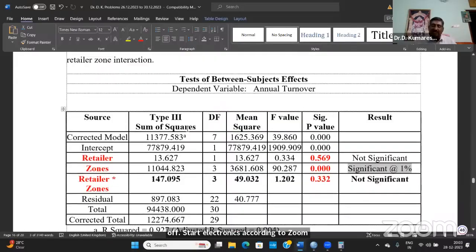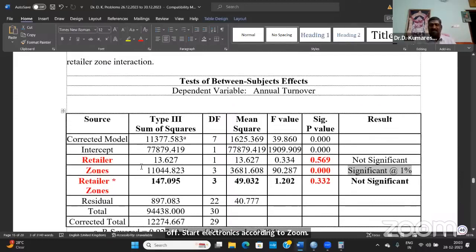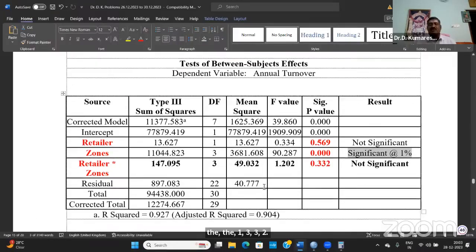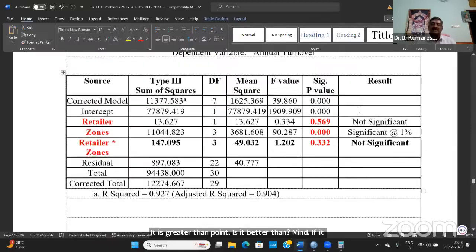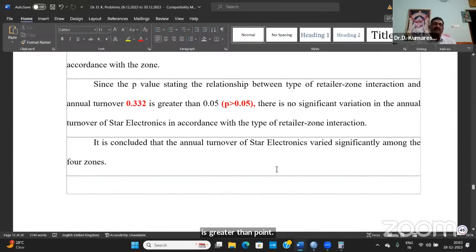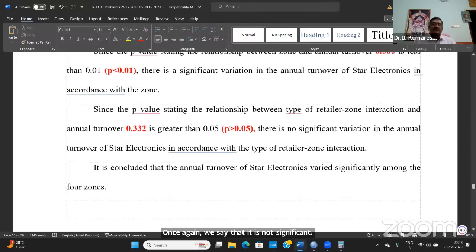But when we come to the interaction, once again, the p-value is 0.332. It is greater than 0.05. If it is greater than 0.05, once again, we say that it is not significant. So here, since the p-value is greater than 0.05, there is no significant variation in the annual turnover of Star Electronics according to interaction of retailer and zone.